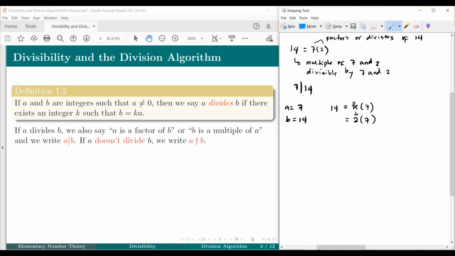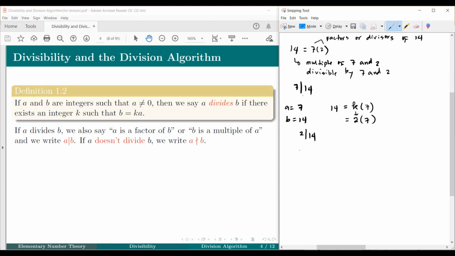Or we can also say that 7, here's A, is a factor of B. So we can say that 7 is a factor of 14, or 14 is a multiple of 7. But we also have here 2 divides 14, right? So now in this case, our k is 7. So we know that 2 divides 14 because we can write 14 equals 2 times 7. And this time k is 7.